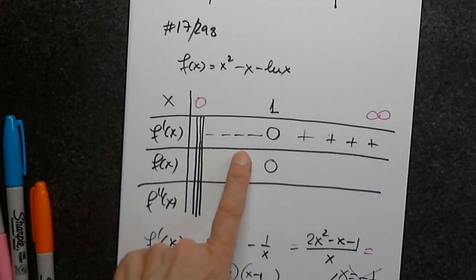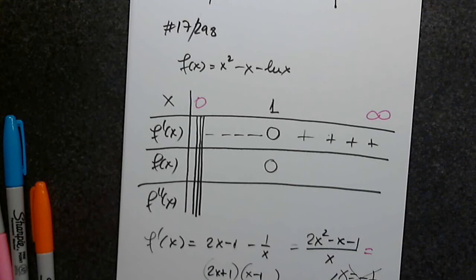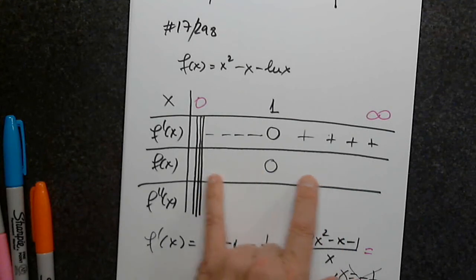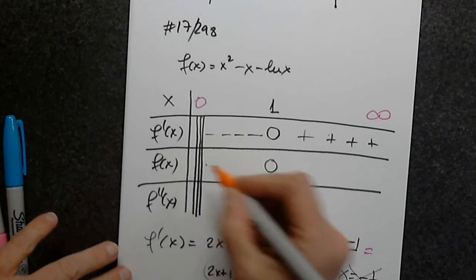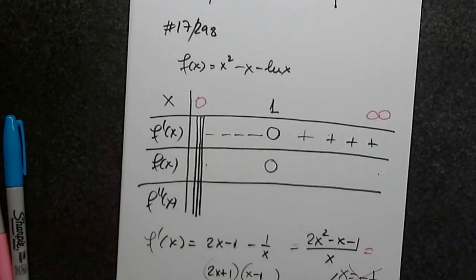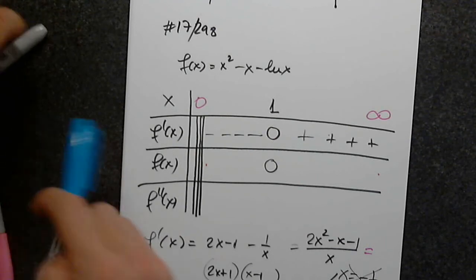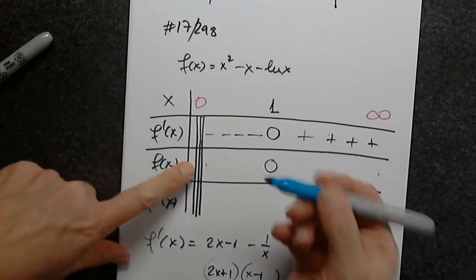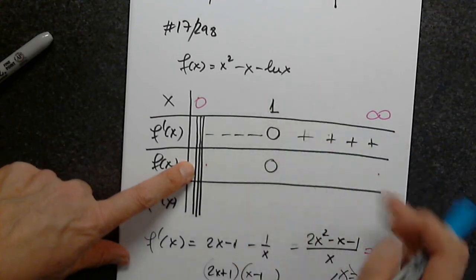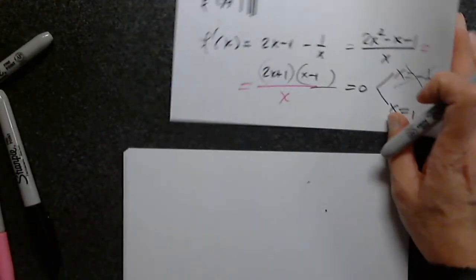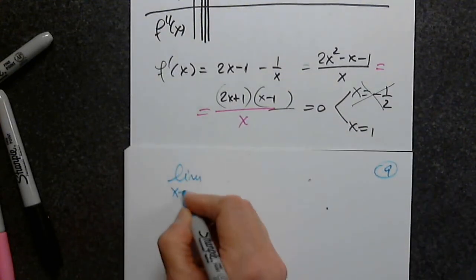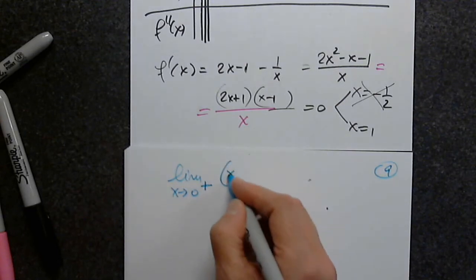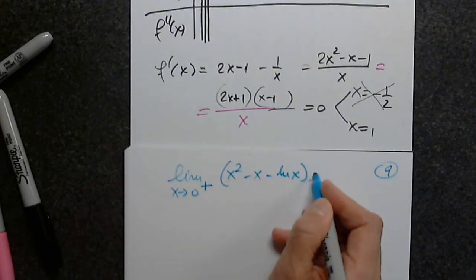The function is decreasing. What will you say the function is doing between 1 and infinity? The function is increasing. But again, we haven't finished. So let's now determine this limit. I need to determine this limit, and I need to determine this limit. Ready? Okay, so let's write the limit as x approaches 0 from the right of the function: the limit as x approaches 0 from the right of x squared minus x minus natural log x.